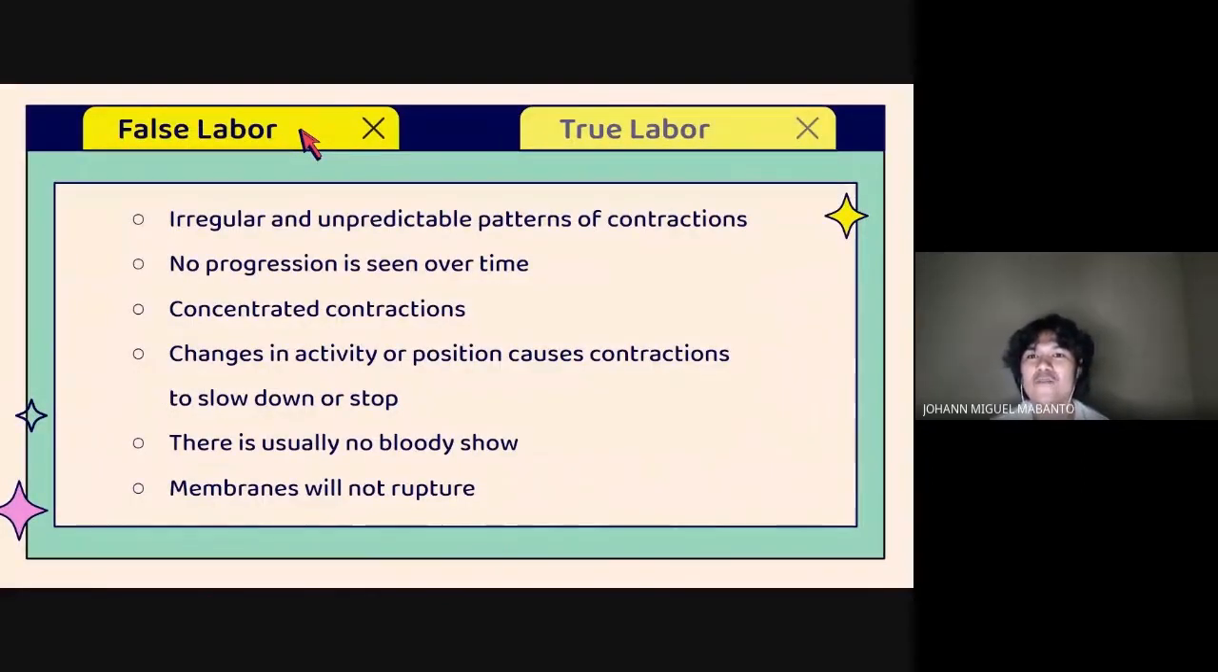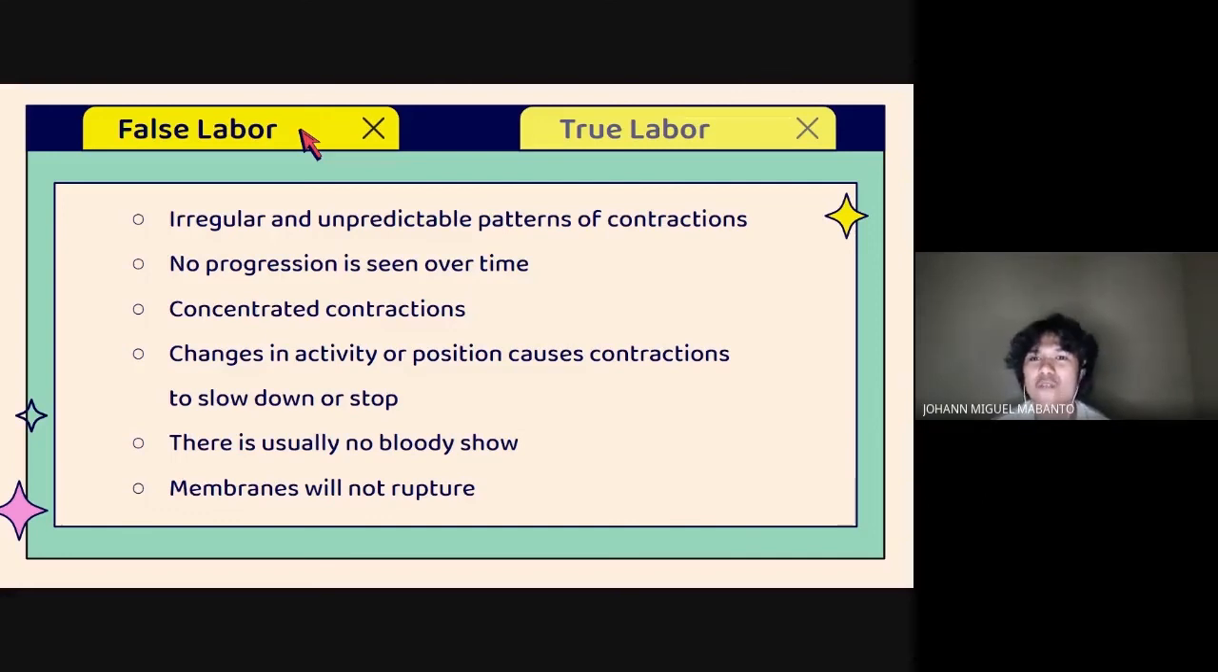First, we have false labor. So firstly, we have irregular and unpredictable patterns of contractions. So for example, contraction intervals of 10 minutes, then 6 minutes, 2 minutes, then 8 minutes, and so on. So there is a varied interval of contractions, which is a manifestation of false labor. Next would be no progression is seen over time, and this is related with concentrated contractions.